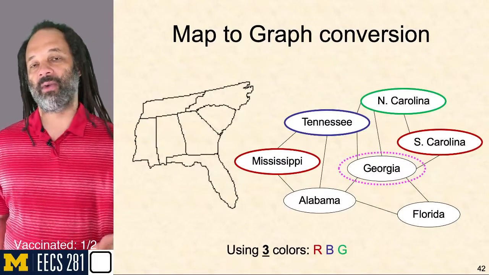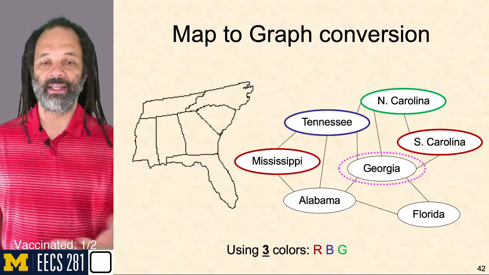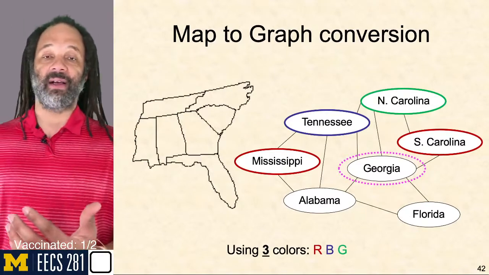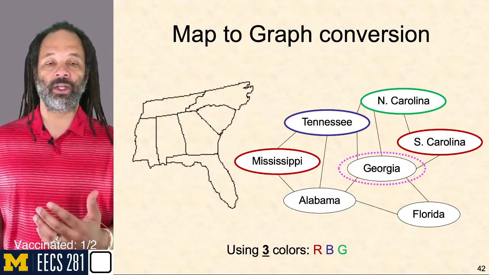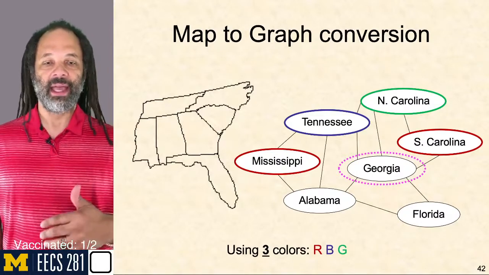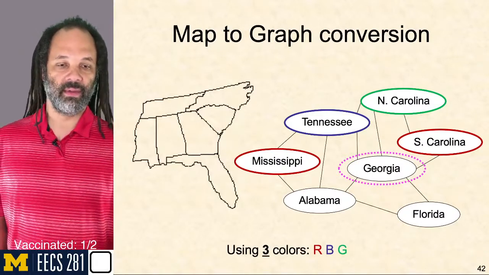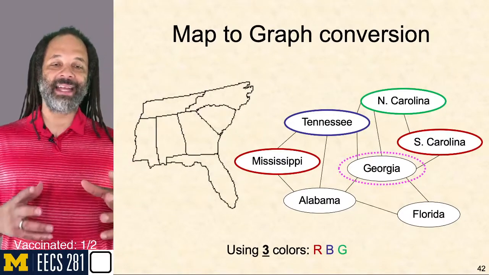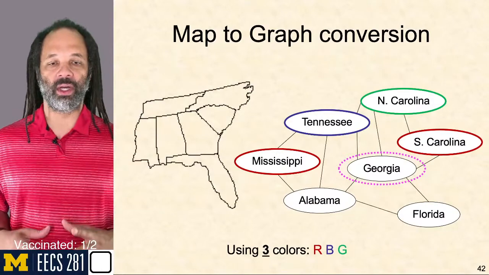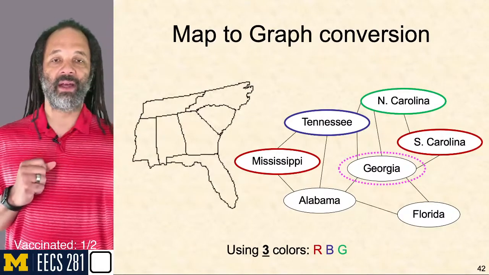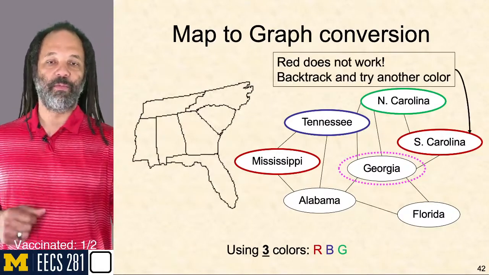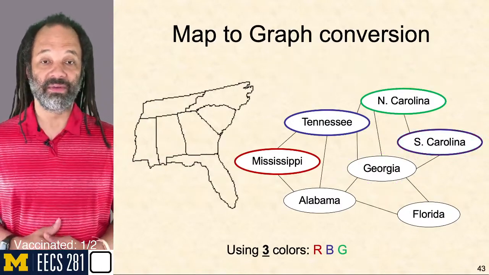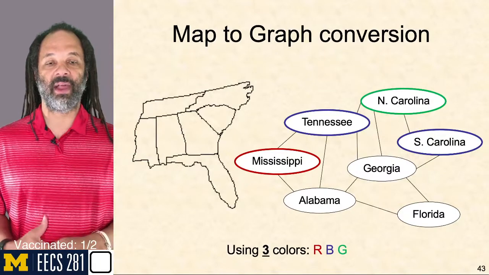Depending on how you write your algorithm, you may try it at red, see that it fails, try it at blue, see that it fails, try it at green, see that it fails, and say, well, there's nothing I can do for Georgia. I must backtrack and make a new decision. The last thing I did before I was unable to work Georgia was color South Carolina red. Let's back up and try some other color there, like blue.